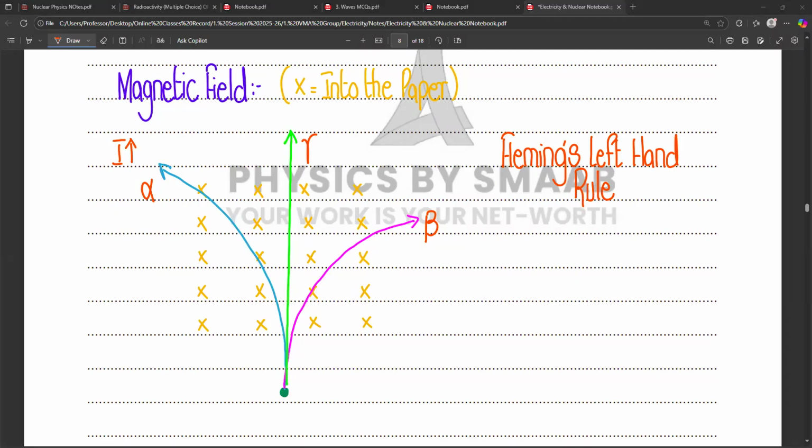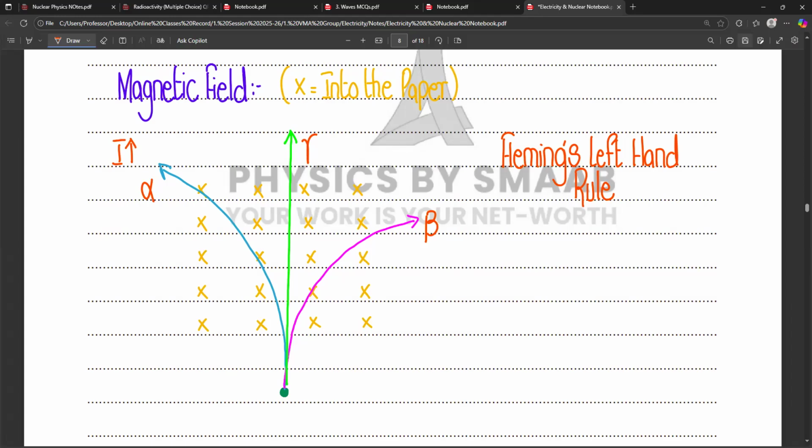Okay, so these are two other properties related to alpha, beta, and gamma, and they depend upon the same idea of Fleming's left hand rule, especially for magnetic field, because electric field is very easy to identify. So that's why the magnetic field is a typical one as compared to electric field.